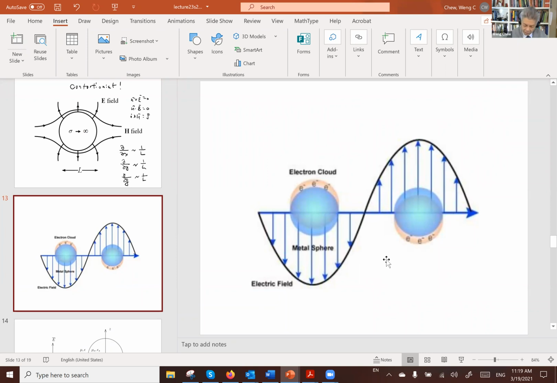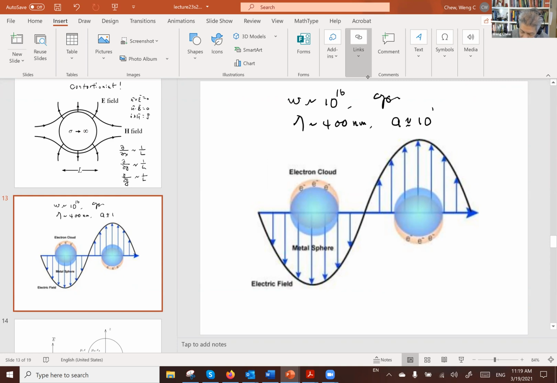Even in optics, the frequencies are very high. Omega is on the order of 10 to the 16 maybe in optics. But the wavelength is about 400 nanometers, and the size of the particle is on the order of 10 nanometers, for instance. So we satisfy the requirement that beta square L square is much, much less than 1. And you can actually analyze nanoparticles using electrostatic theory or magnetostatic theory.